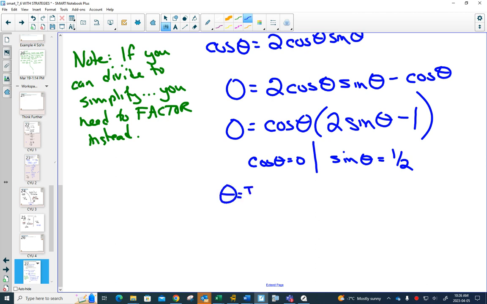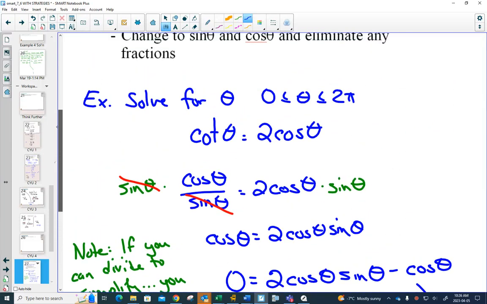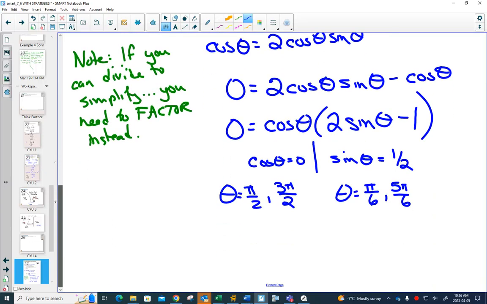Cos is 0 at pi over 2 and 3 pi over 2. Sine is equal to a half at pi over 6 and 5 pi over 6. And at this moment, I solved my solutions between 0 and 2 pi. I should do a quick check. What was the domain? Oh, good. It was between 0 and 2 pi. So I don't have to change anything here.